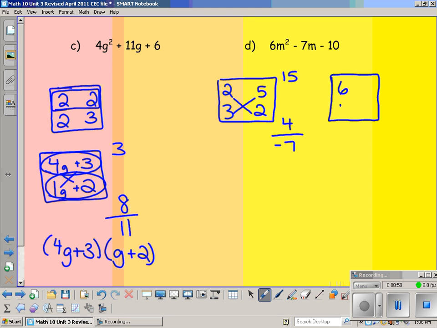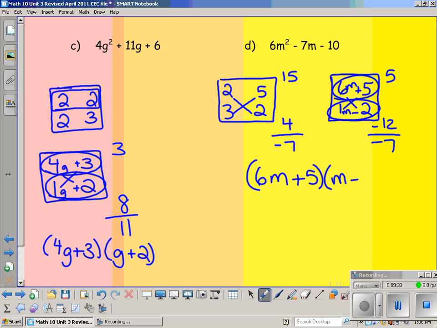So maybe I try 6 and 1, and then I use 5 and 2. Again, I could not put the 6 and 2 in the same row because they would have a common factor. So we have 5 and 12. Can I get to negative 7? The answer is yes. If I make the 12 negative, 5 subtract 12 is negative 7. So therefore the 2 becomes negative, the 5 stays positive, and we're dealing with m's. 6m plus 5, m minus 2.